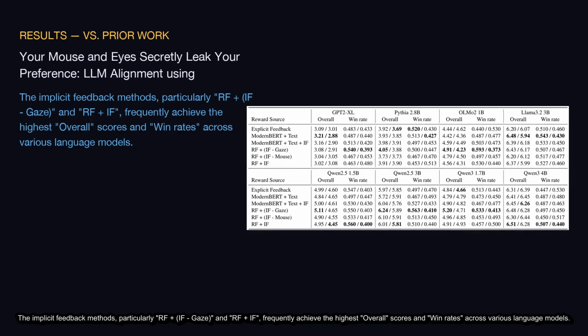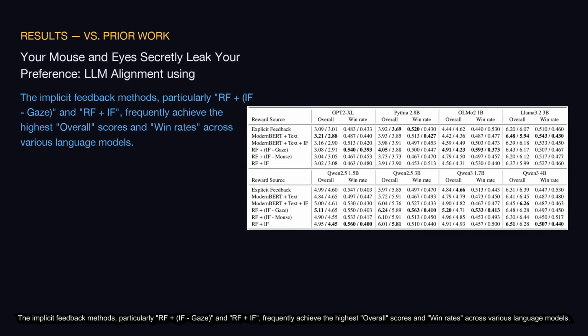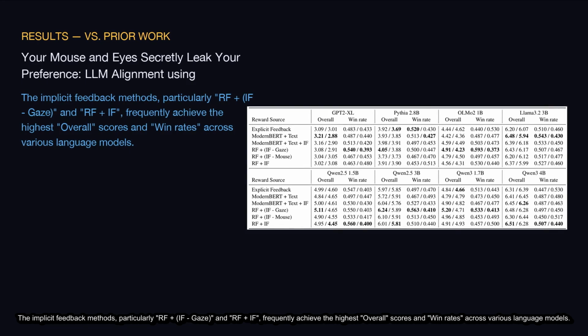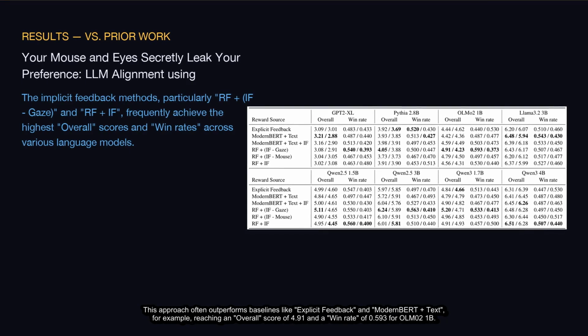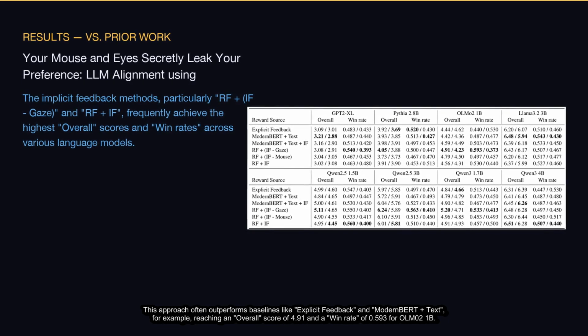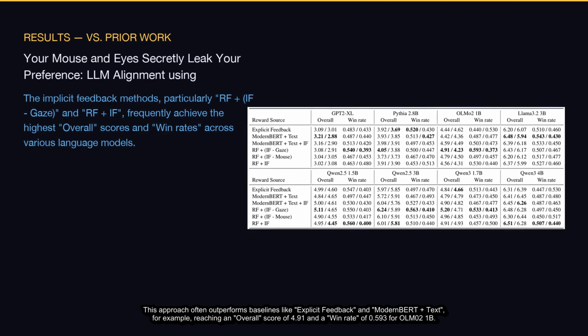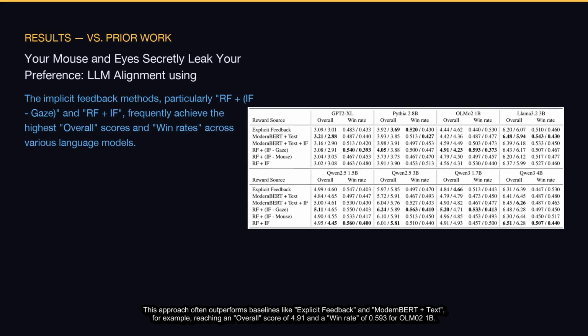The implicit feedback methods, particularly RF+, IF-gaze, and RF+, frequently achieve the highest overall scores and win rates across various language models. This approach often outperforms baselines like explicit feedback and modern BERT plus text, for example, reaching an overall score of 4.91 and a win rate of 0.593 for OLM021B.